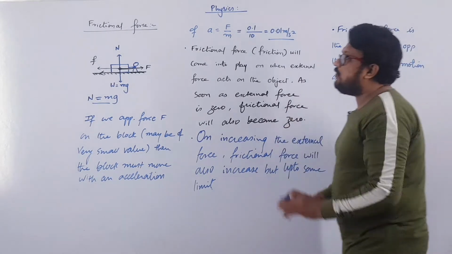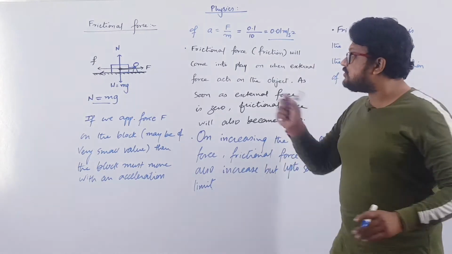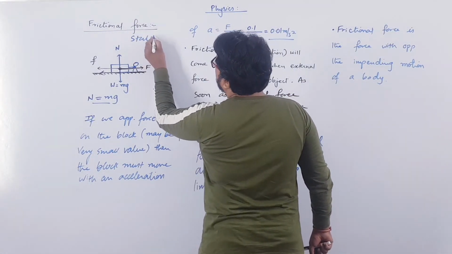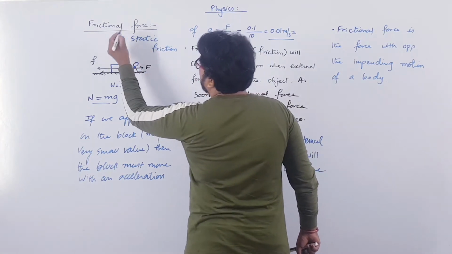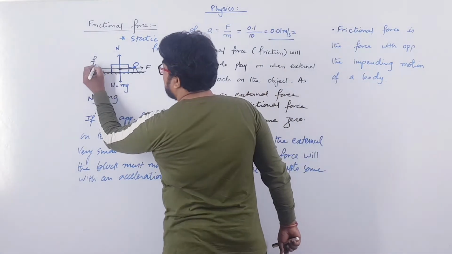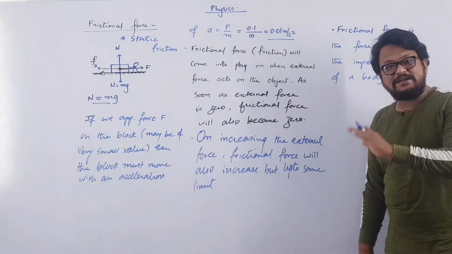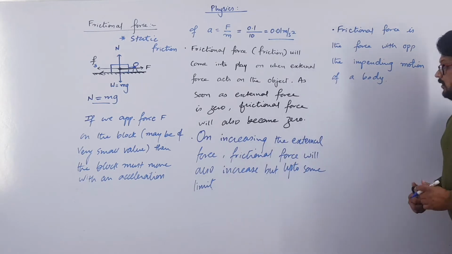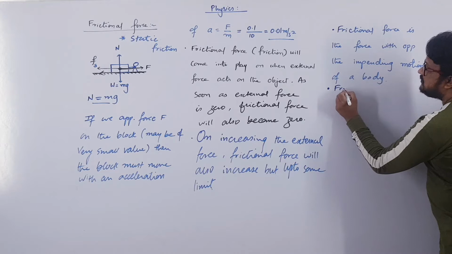Here, whatever we have discussed, in that case the body was at rest, right? So this kind of frictional force is known as static friction, and to represent it as static friction, we will write Fs, where s represents static, meaning the object is stationary. It is at rest.